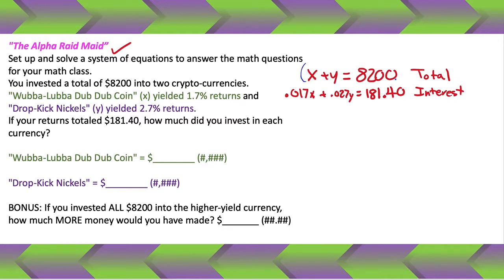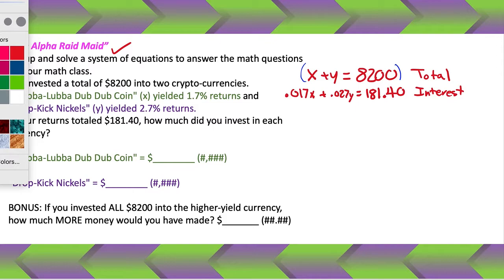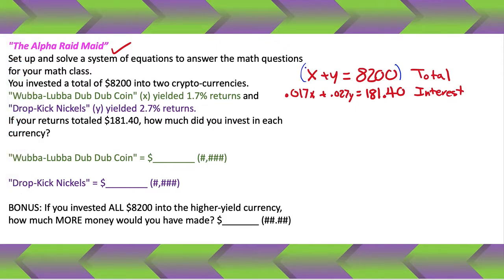I would maybe take this top equation times like a negative 0.017, because then you'd have a negative 0.017x, and then I know I don't want to do that right now. No, I'm not going to do it.